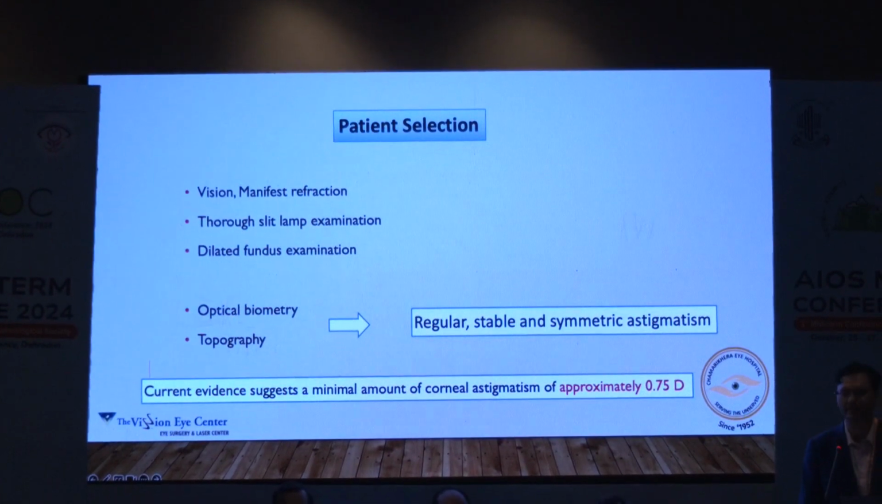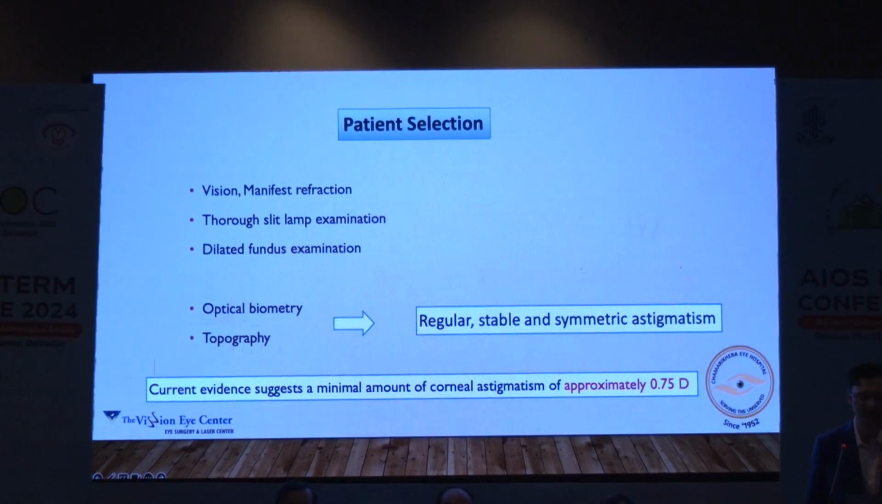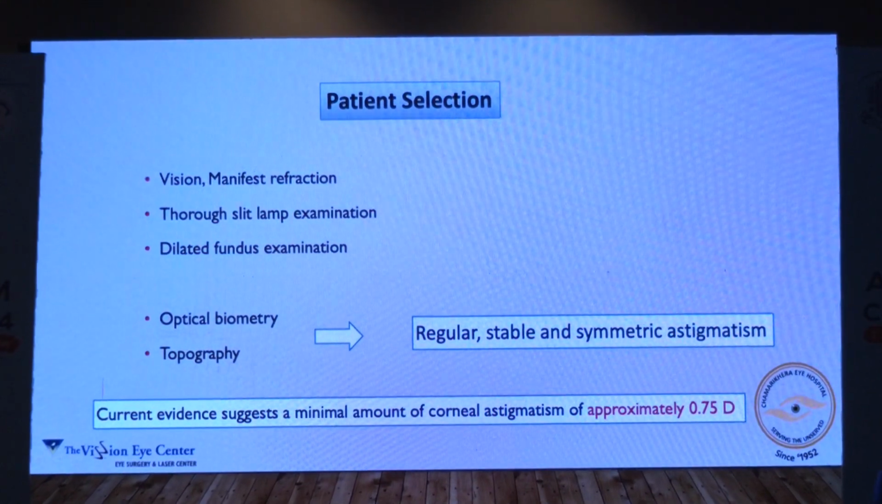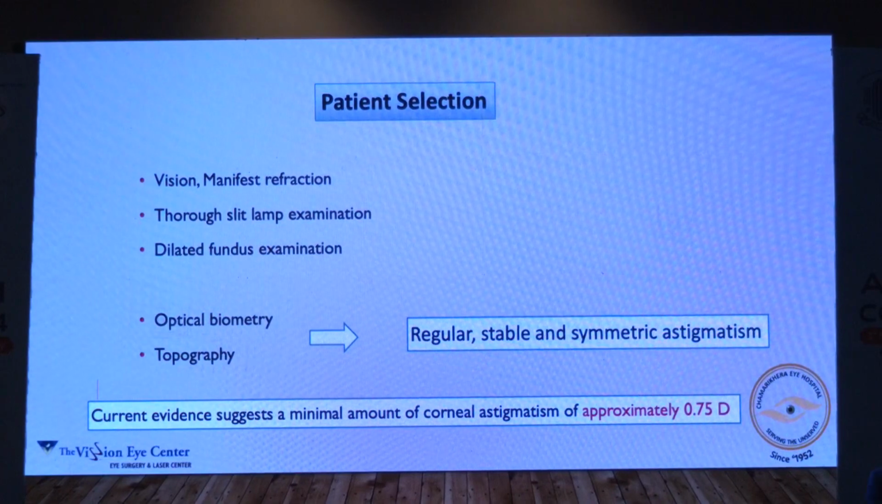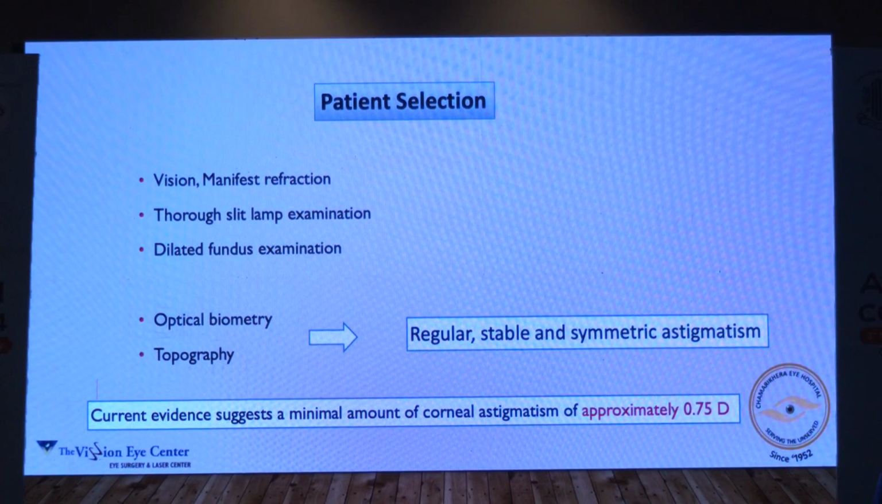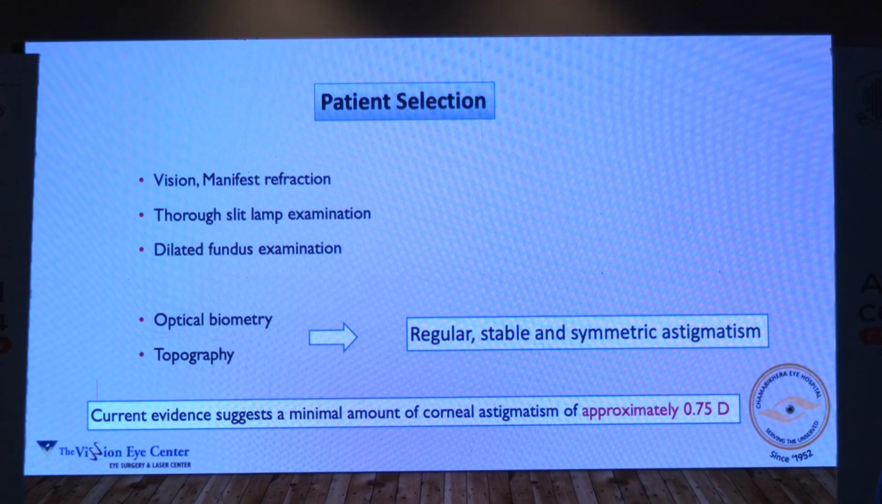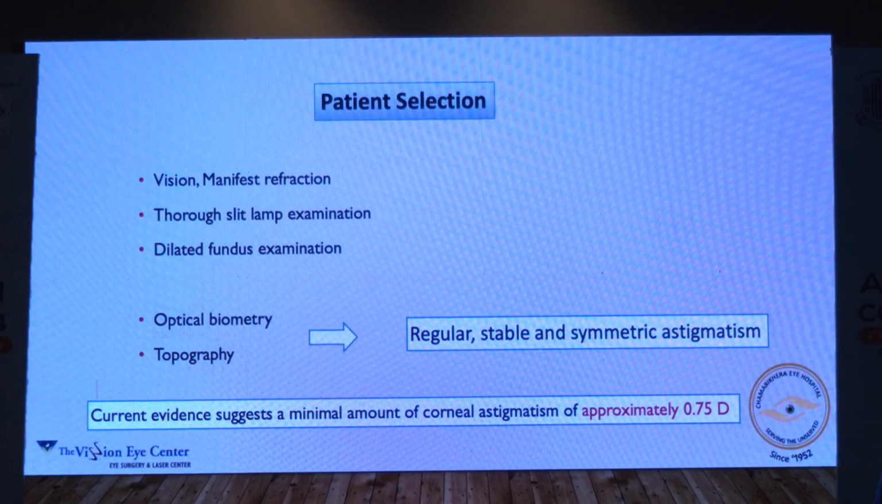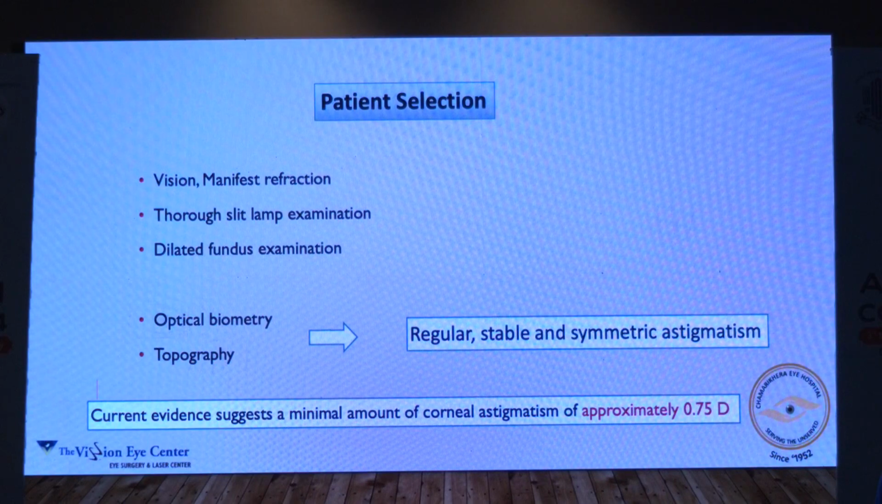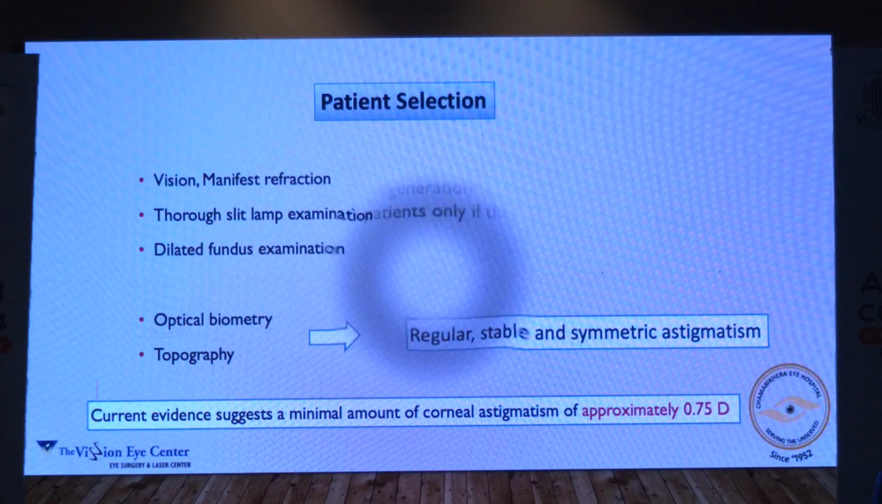So what about the patient selection? You have to go methodically. Vision, manifest refraction, a thorough slit lamp examination, dilated fundus examination, optical biometry, a topography. It should be regular, stable and symmetric. Current evidence suggests that the minimal amount of corneal astigmatism of approximately 0.75 is to be corrected.